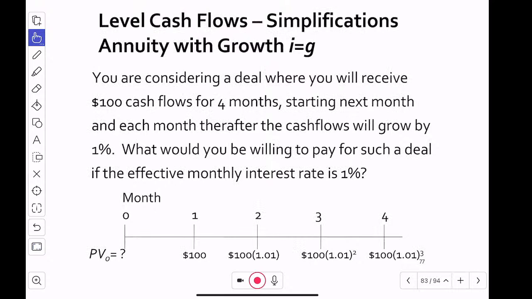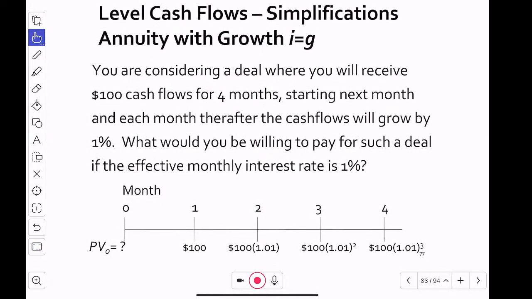So here's the problem. You are considering a deal where you will receive $100 cash flows for 4 months starting next month, and each month thereafter the cash flows will grow by 1%. So here's the timeline. What would you be willing to pay for such a deal if the effective monthly interest rate is 1%? And so what we have is a situation. Growth is 1%, but also interest is 1%. So I is equal to G. So we cannot use the formula, does not apply.